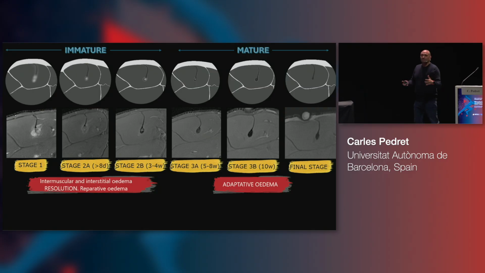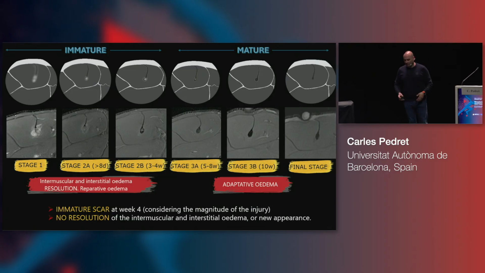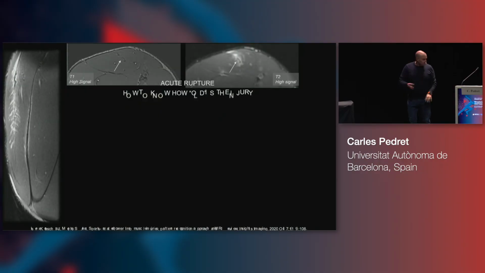So, for example, when I feel comfortable to say to the medical staff of a club that I'm quite confident that this is going to be okay, it's when I pass the immature to mature stage. So from stage 3A, I feel quite comfortable to say we can go. I'm a little bit more conservative, and normally I wait for stage 3B. So if I see an immature scar at week 4 or no resolution, I'm not touching any button, and this is going alone.